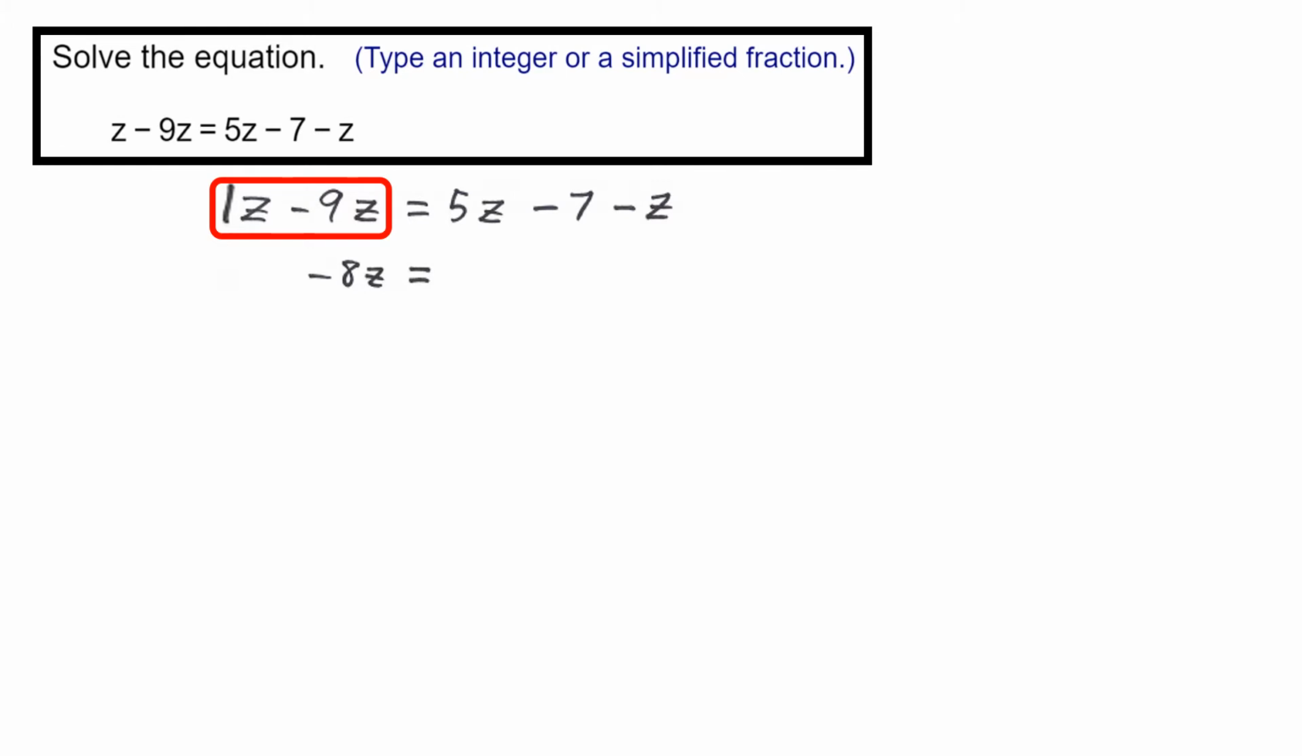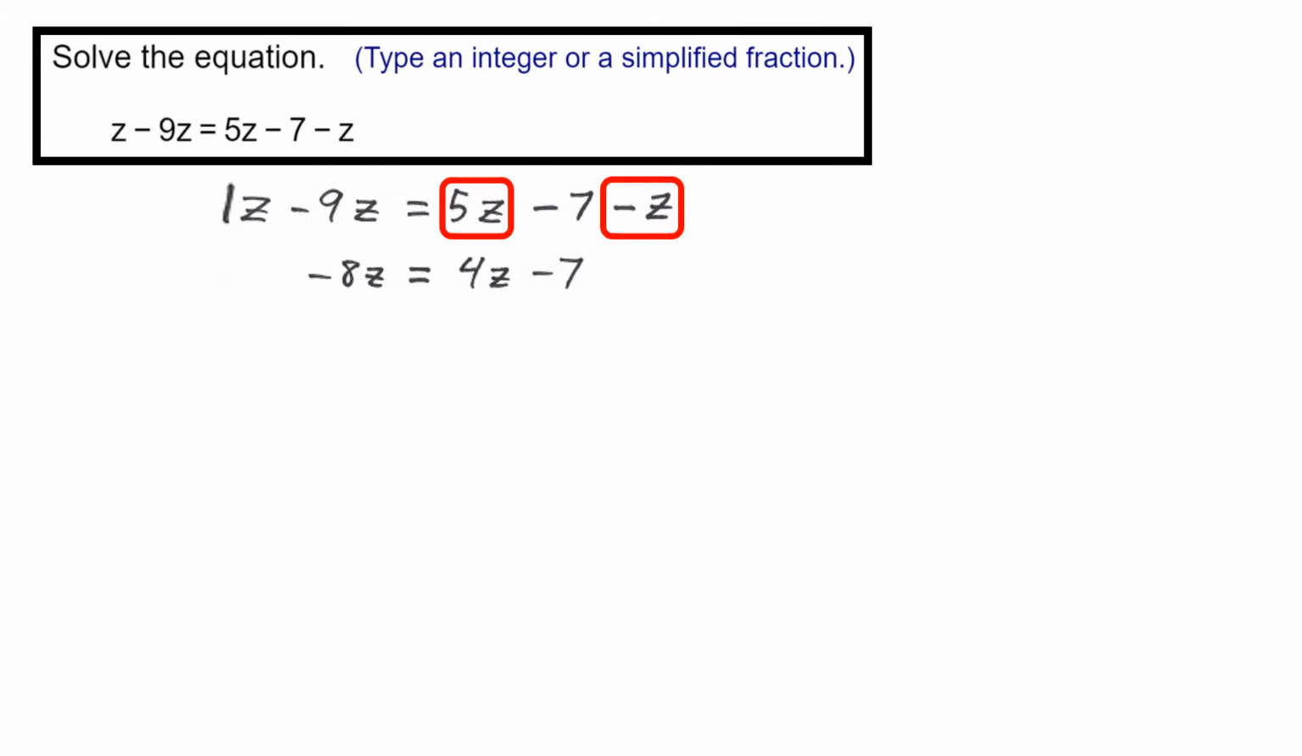So we end up with negative 8z on the left. Now we want to see if anything can combine on the right. And we have two z terms that can be simplified. Again, we'll write down the z, and then we need to combine the coefficients. Notice that minus z can be thought of as minus 1z. This time I won't write it, I'll just do the subtraction. 5 minus 1 is 4, so we get 4z. The only other term on the right is the minus 7, so we make sure to bring that down.